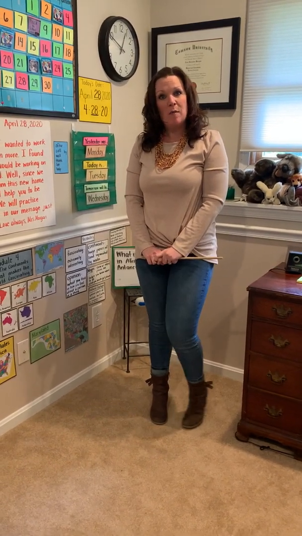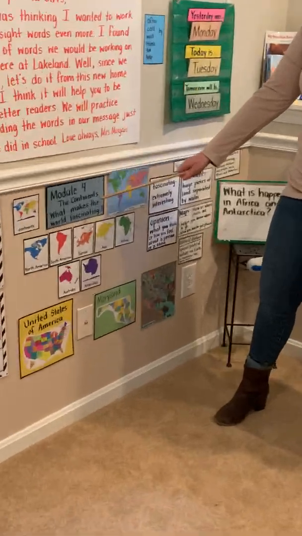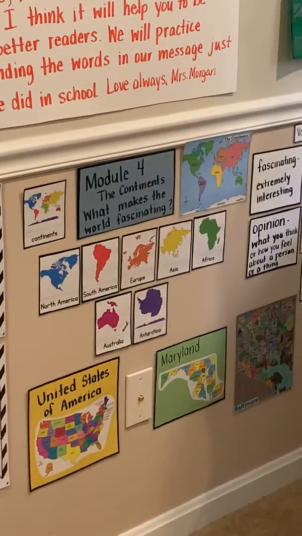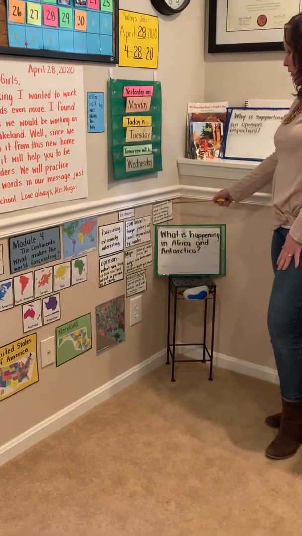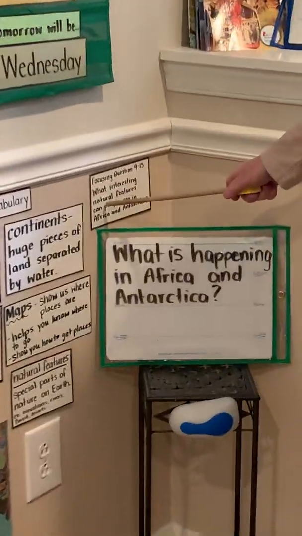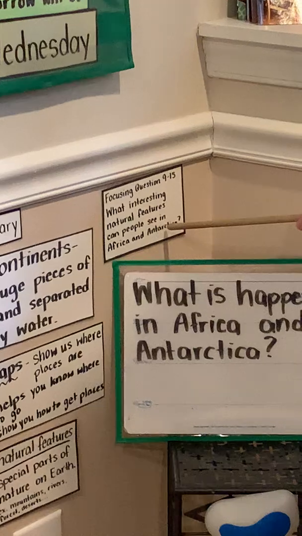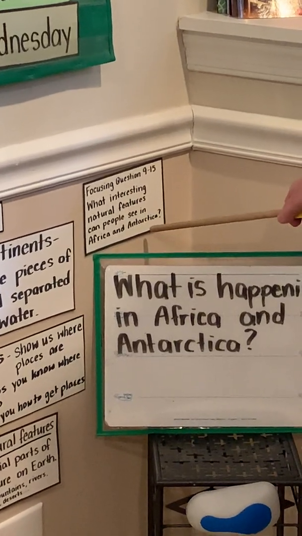Hey friends, we're going to jump into Module 4 today. Remember, Module 4 is about the continents and what makes our world fascinating. We've moved on to a new focusing question. What interesting natural features can people see in Africa and Antarctica?